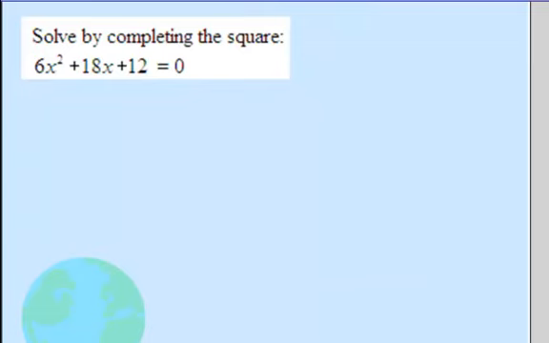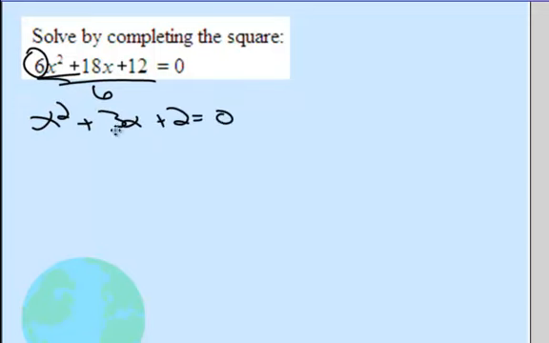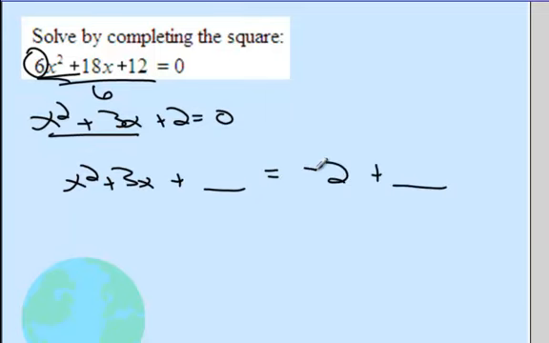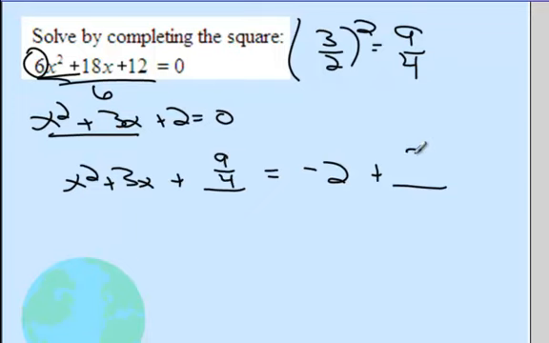We want to solve by completing the square. So remember, there's a couple things we need. We need everything divided by 6, because the a value must be 1. So x squared plus 3x plus 2 equals 0. I need x and x squared on one side. X squared plus 3x plus blank equals negative 2 plus blank. We're going to take the b value, split it in half, and square it. That's 9/4.